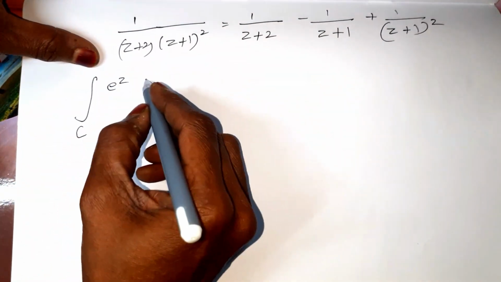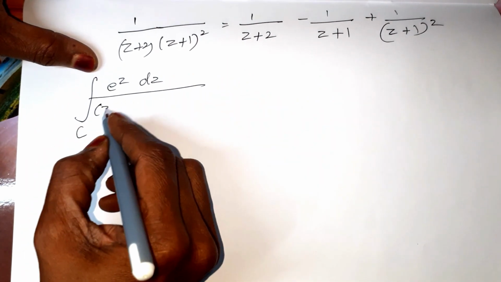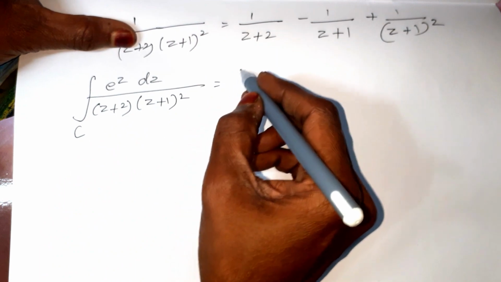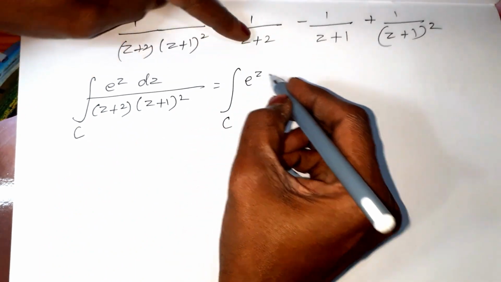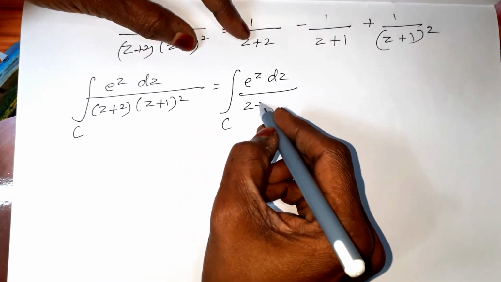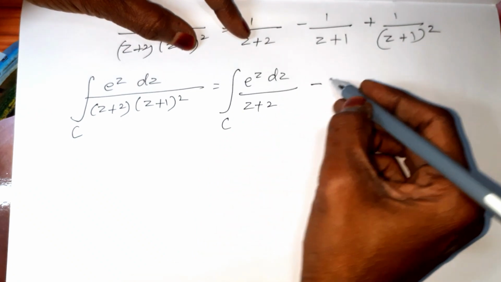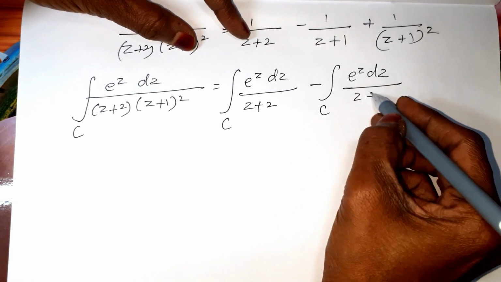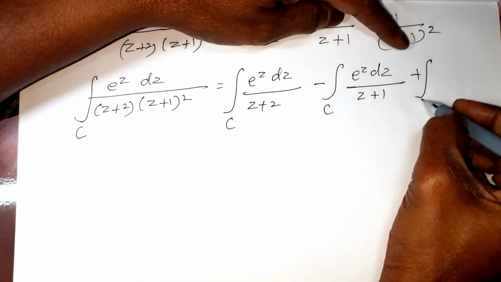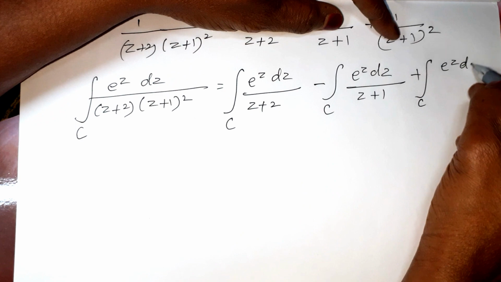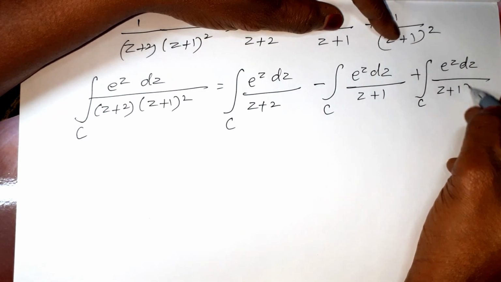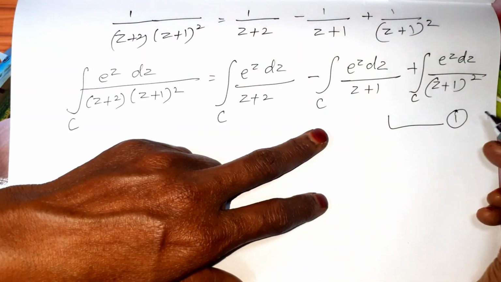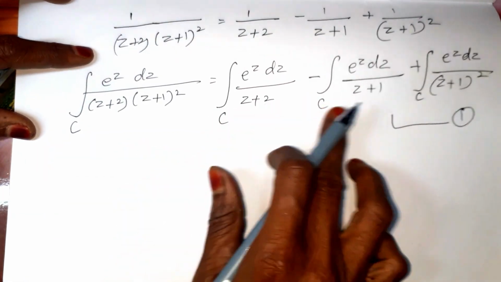So e power Z dz by (Z plus 2)(Z plus 1) the whole square, which can be written as integral over C e power Z dz by Z plus 2 minus integral over C e power Z dz by Z plus 1 plus integral over C e power Z dz by (Z plus 1) the whole square. Let me take this as equation number 1. We have to find all the terms separately.